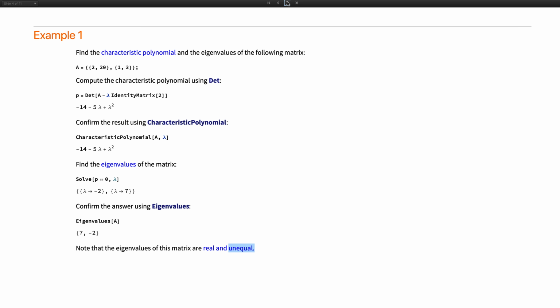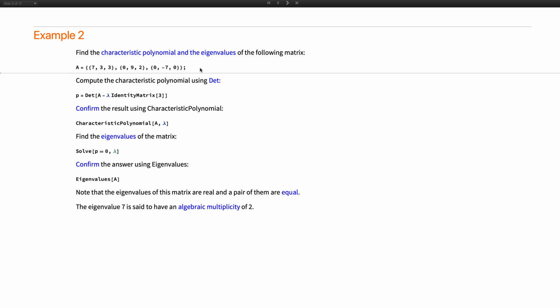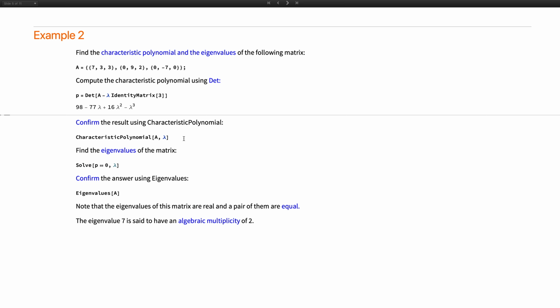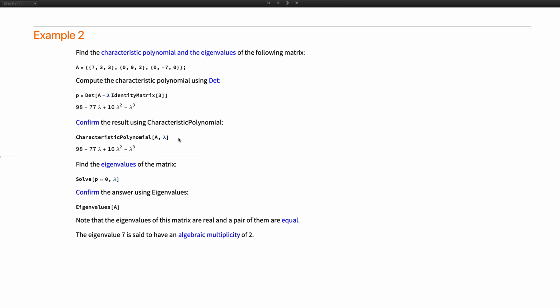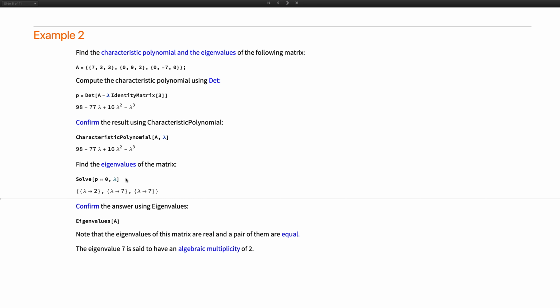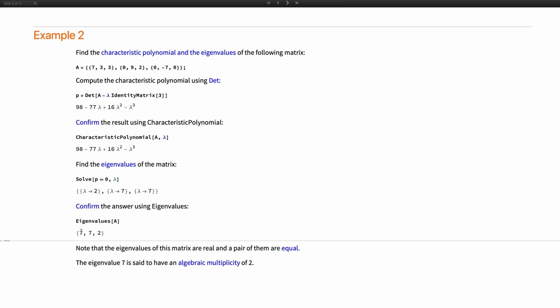As a second example, here is a 3 by 3 matrix. Let's work out its characteristic polynomial. Get the same answer using CharacteristicPolynomial itself. Solve to find the eigenvalues. Check the answer with Eigenvalues itself, and you get back two roots which are 7 and one root which is 2, which is exactly what we told you a bit earlier. So in this case, you have roots which are real, but a pair of them are equal. And we sometimes say that the eigenvalue 7 has an algebraic multiplicity of 2.